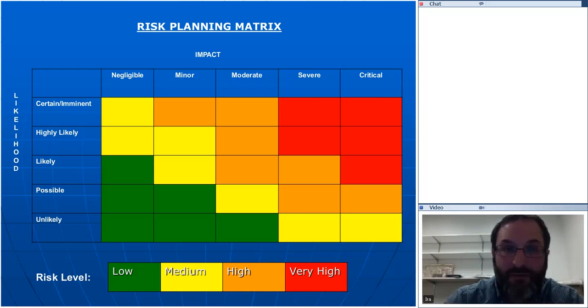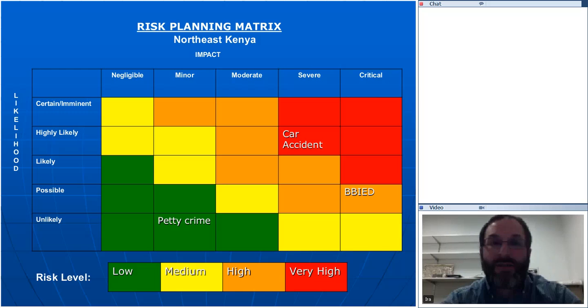To give you a more specific example, let's look at 3 types of threats in northeast Kenya. The first one, we can look at it and say a car accident in a rural area without paved roads, in an area that doesn't have a lot of trained drivers and without hospitals. This is something that we could say is a highly likely event to occur, and the impact would be severe.